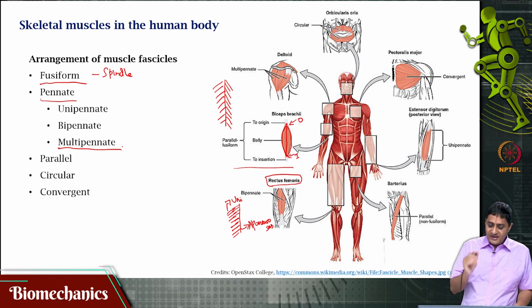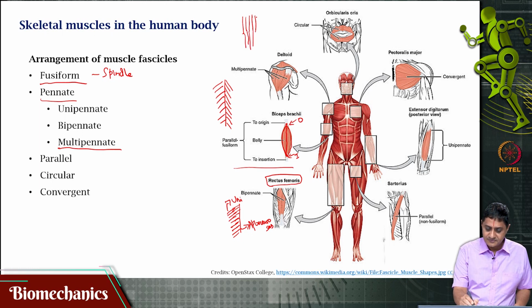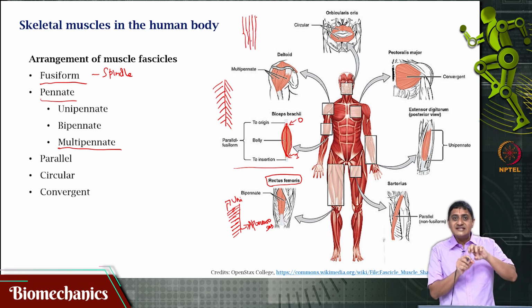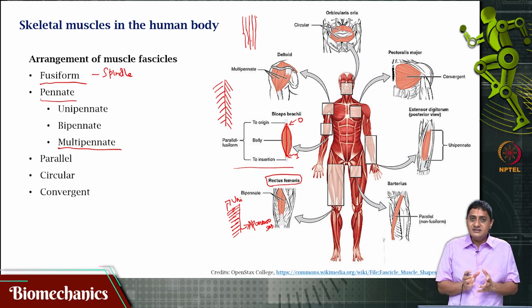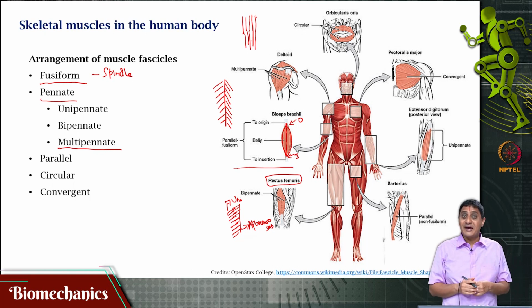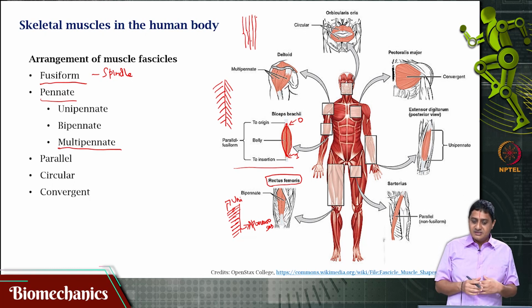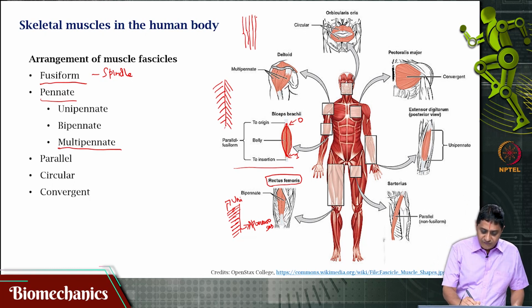Because if I had parallel fibers like this that go on to become the tendon like this, then you are essentially having a series connection. So, all the forces that are produced by the parallel fibered muscle will get transmitted to the external tendon. Actually, there is only a single tendon in that case. There is no internal tendon in the case of a parallel fibered muscle.